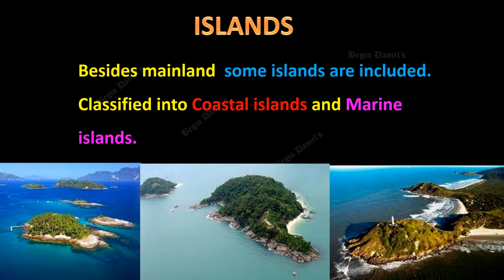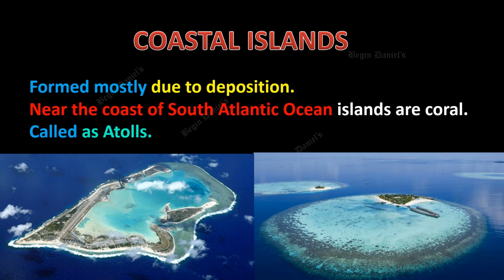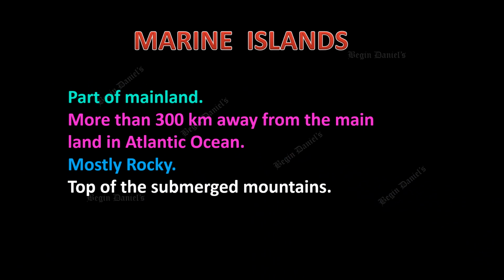Islands. Besides the main land, some islands are included, classified into coastal islands and marine islands. Coastal islands formed mostly due to the depositional work of rivers near the coast of the South Atlantic Ocean. Some islands are coral, called atolls. Marine islands are part of the mainland, more than 300 kilometers away from the mainland in the Atlantic Ocean, mostly rocky in nature. The tops of submerged mountains appear as islands.